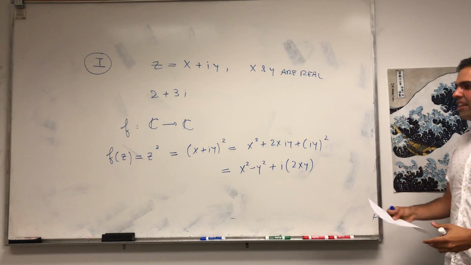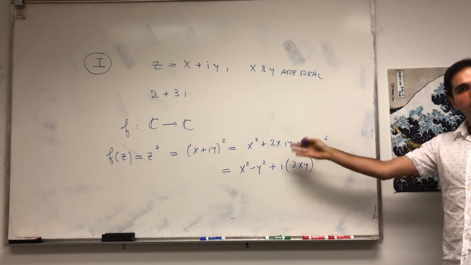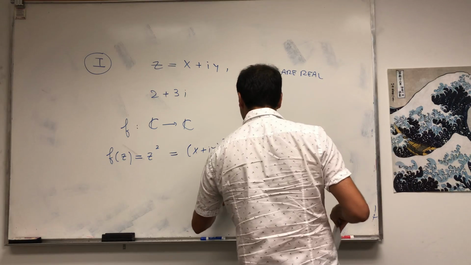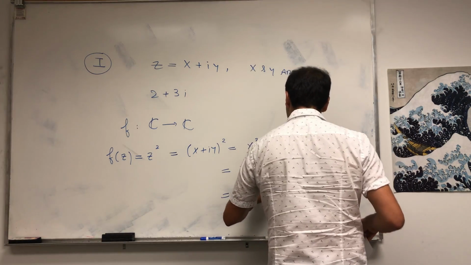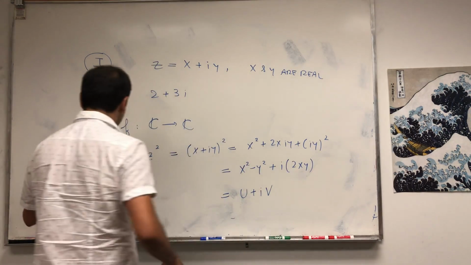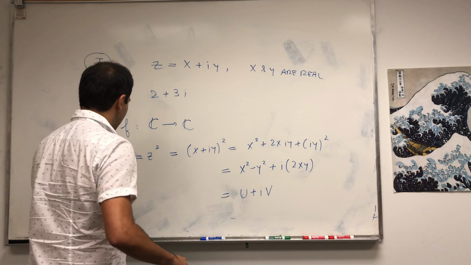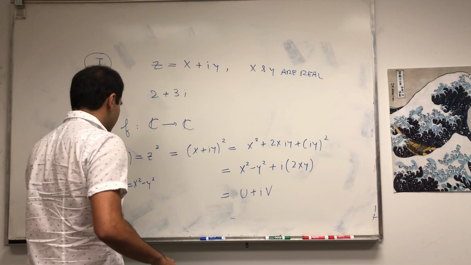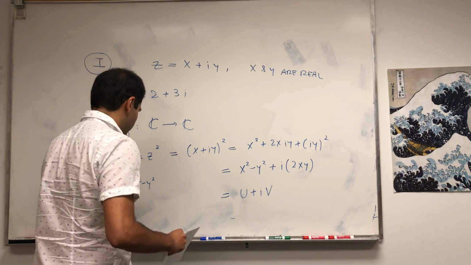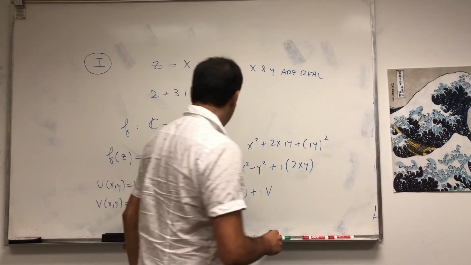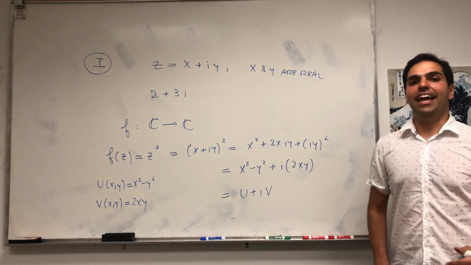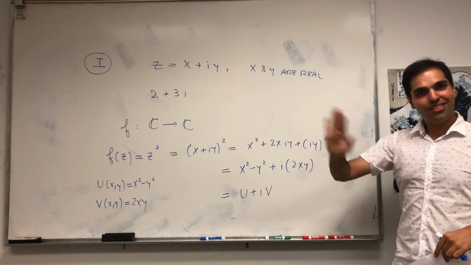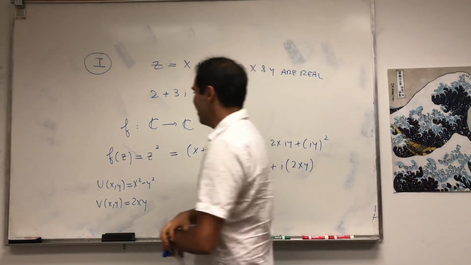So it turns out any complex function can also be written in terms of real and imaginary functions. Namely, you can write this as u plus iv, where in this case, u is x squared minus y squared, and v is 2xy. You might say, okay, but don't worry, I have a point. But let's cover a different topic for a second.